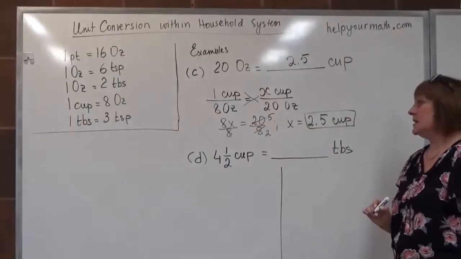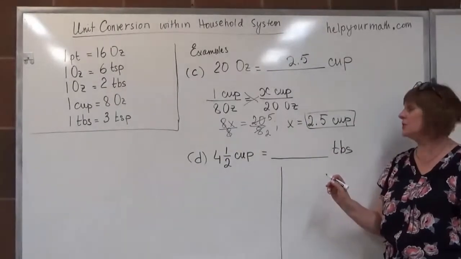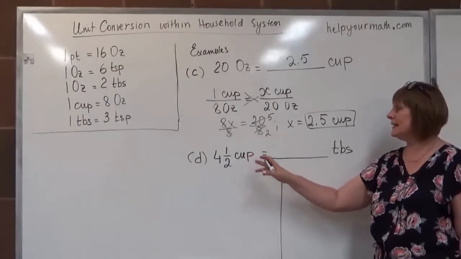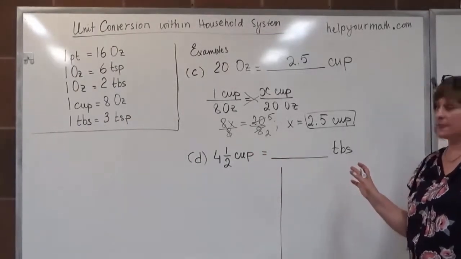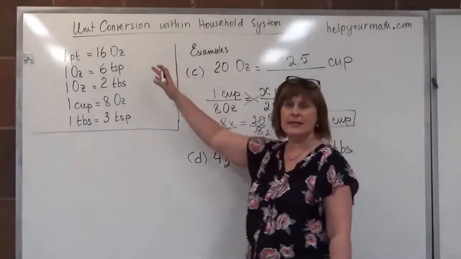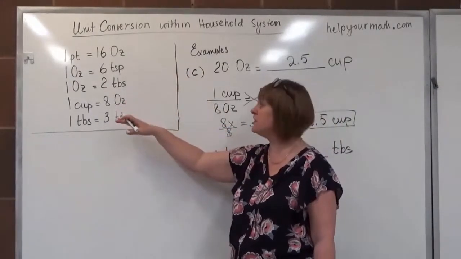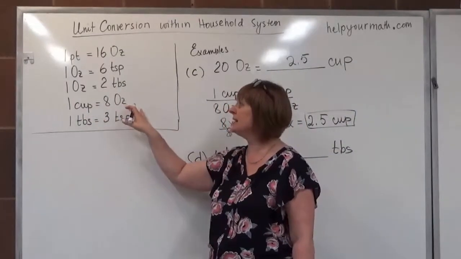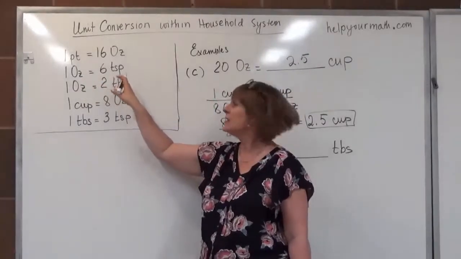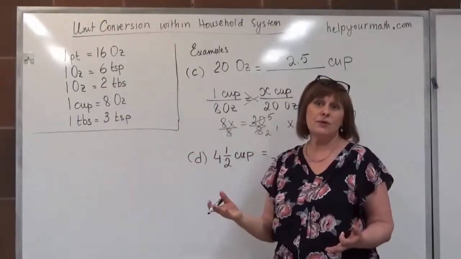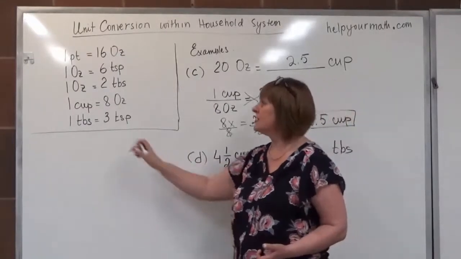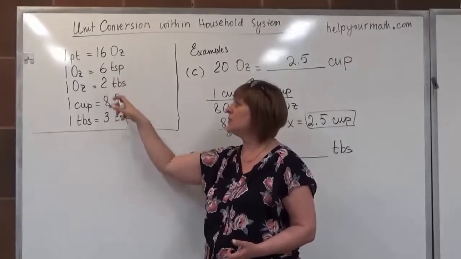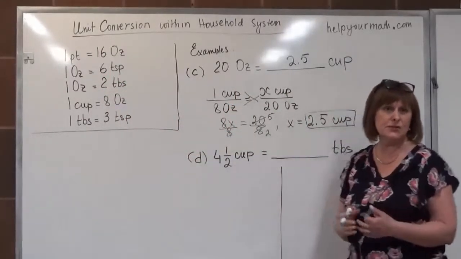2.5 cups. In the fourth example, D, we will convert 4.5 cups to tablespoons. If we look at our table, there is no direct conversion between these two units. Therefore, there is one way to move from cups to ounces and then from ounces to tablespoons. However, you also may use common sense, because if one cup is 8 ounces and each ounce has 2 tablespoons, then probably we need to multiply those numbers. But let's do it step by step.